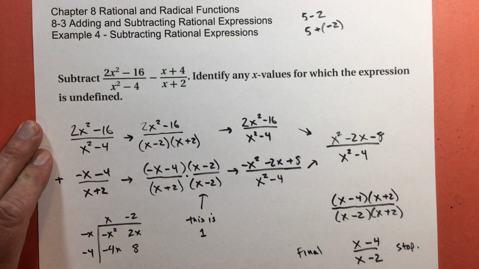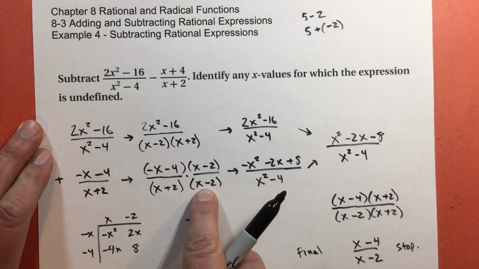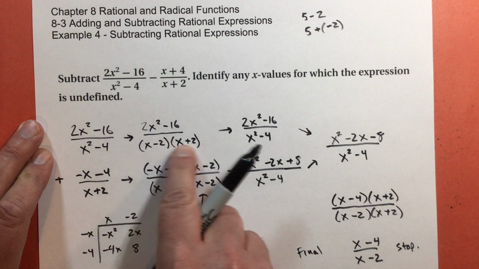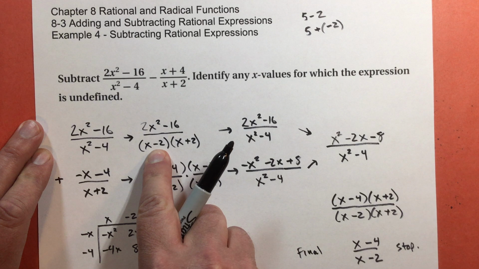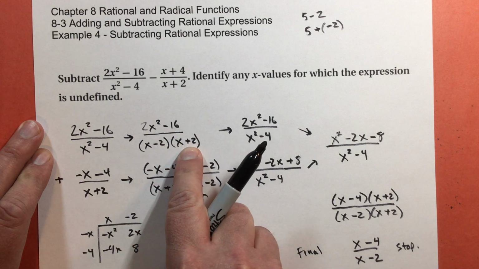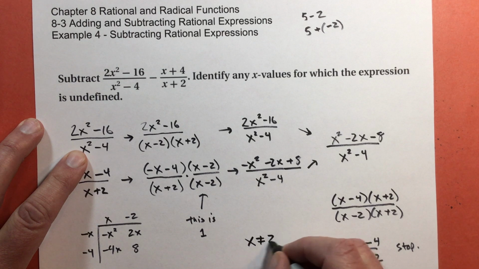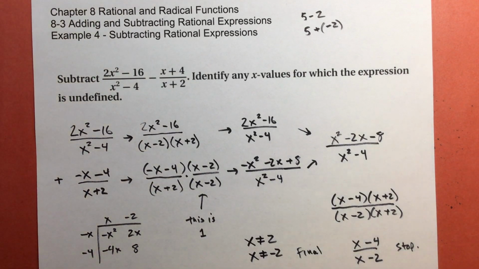All right. The last thing, I need to identify x values for which it is undefined. I need to go to the factored form. If x equals positive 2, I get 0. And if x equals negative 2, I get 0. So I need to include that. X does not equal 2. And x does not equal negative 2. Either of these values will make the denominator equal 0.